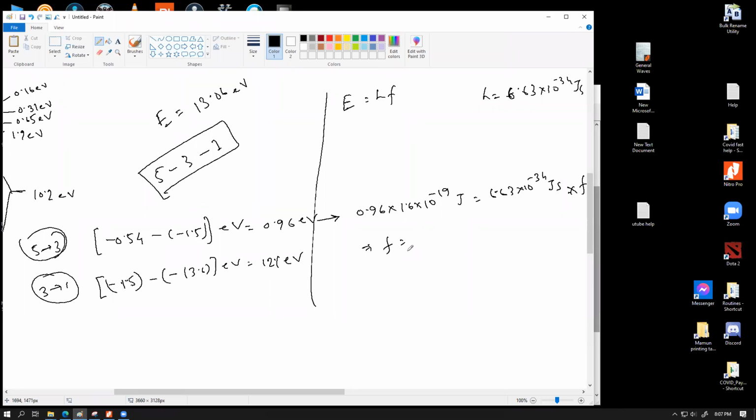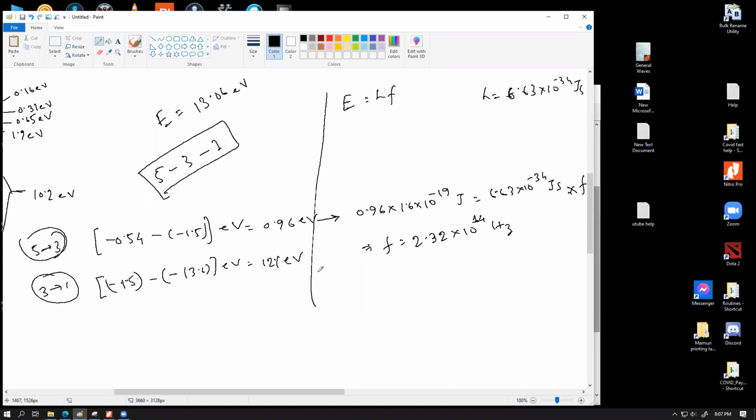I've messed up the answer. Why have I become so inefficient in using calculators? 2.32 times 10 to the power 14 hertz. So this is the color that you're going to get.